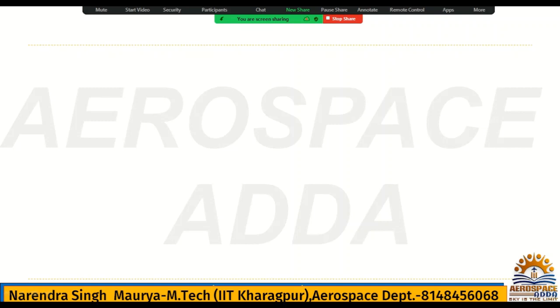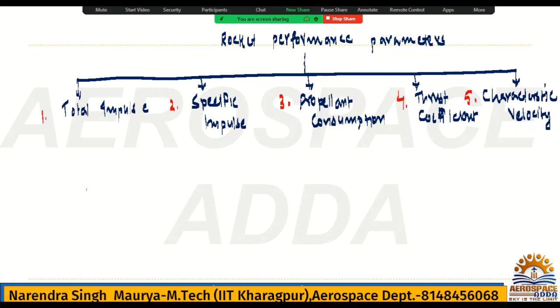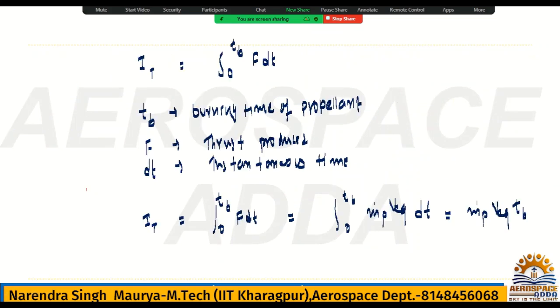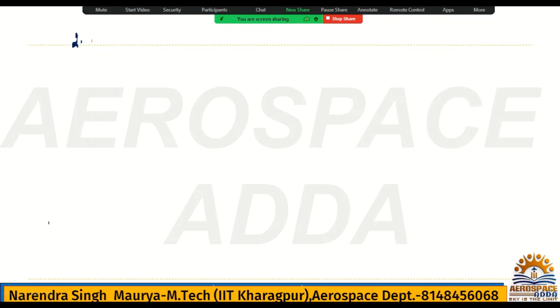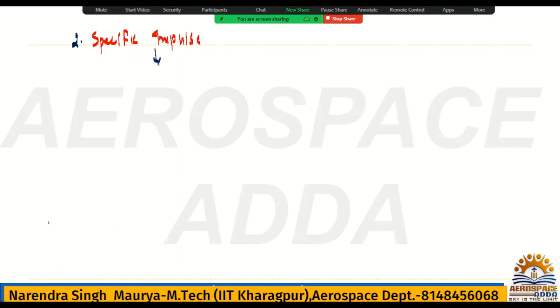Now second, we'll go for the second parameter. What is the second parameter? The second parameter is the specific impulse. So what is the specific impulse? In a single line you need to write the definition.